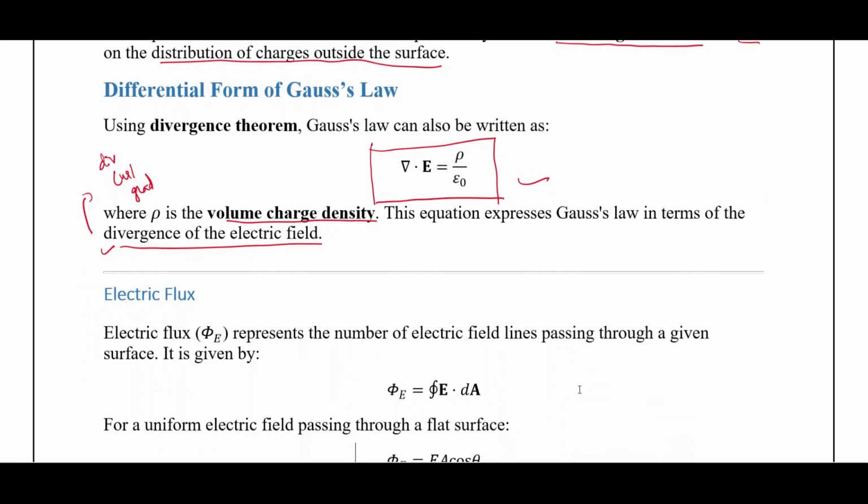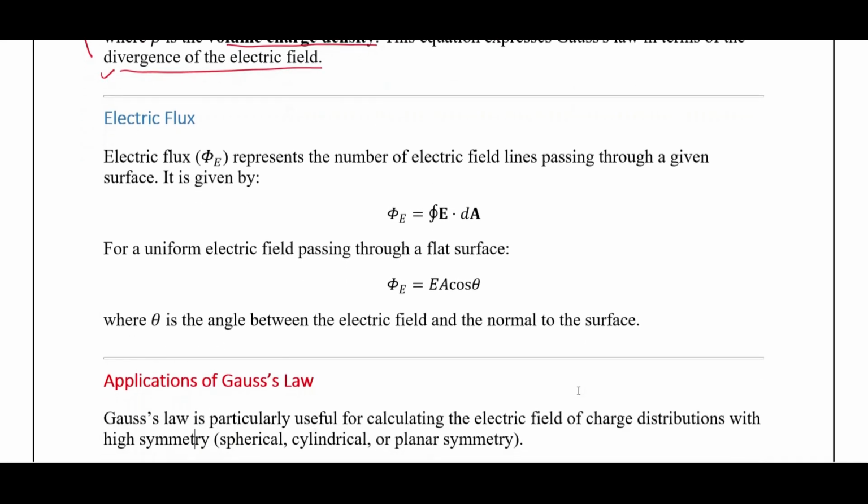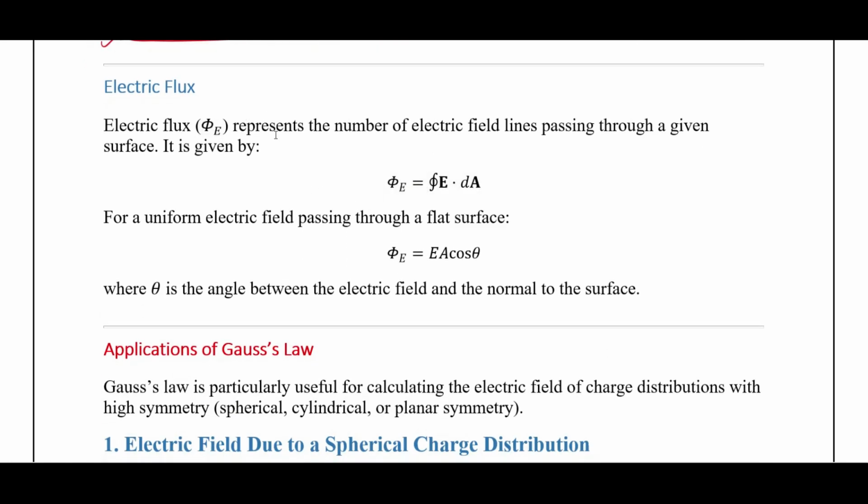So the electric flux represents the number of electric field lines passing through the surface. This is another important formula, and we have to keep it in mind. For a uniform electric field, we get this one.